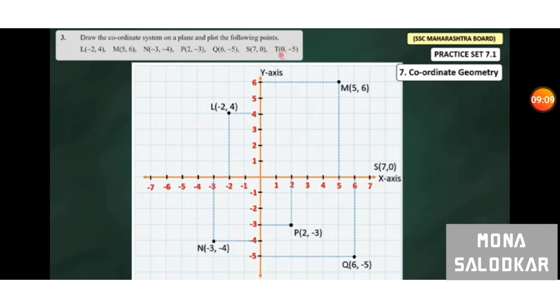Now next point is 0, minus 5. Now see here, x is 0 and y coordinate is given, means it lies on y-axis. So show the point on y-axis. It is your point T, 0, minus 5. In this way you have to complete exercise 7.1. Now we will take the next exercise in the next period.